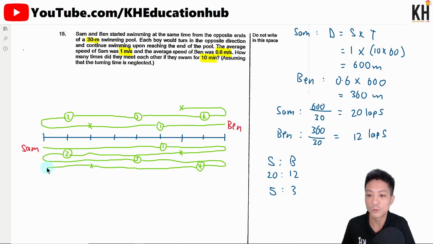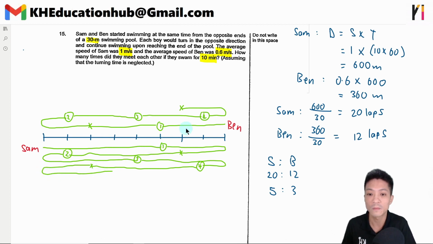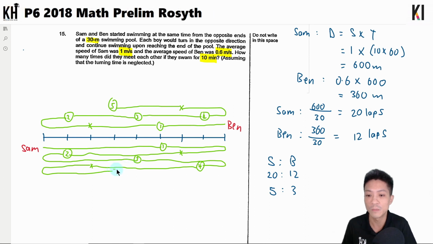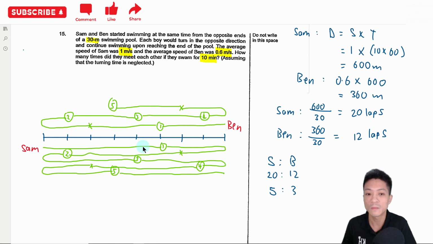Sam will swim 1, 2, 3, 4, 5. Okay, Ben will swim 1, 2, 3. Okay, this is the 5th point where they meet each other. Okay, and then Sam will swim another 5, so 1, 2, 3, 4, 5. And Ben will swim another 1, 2, 3.